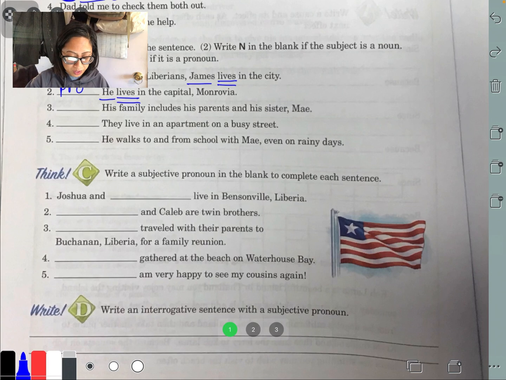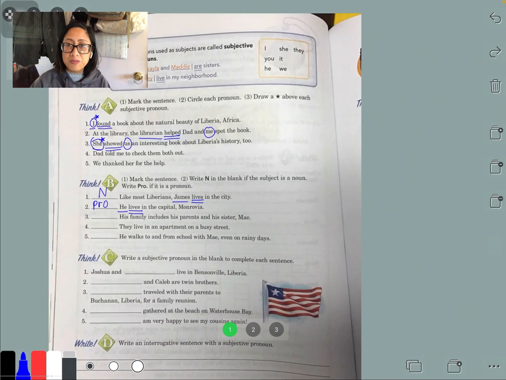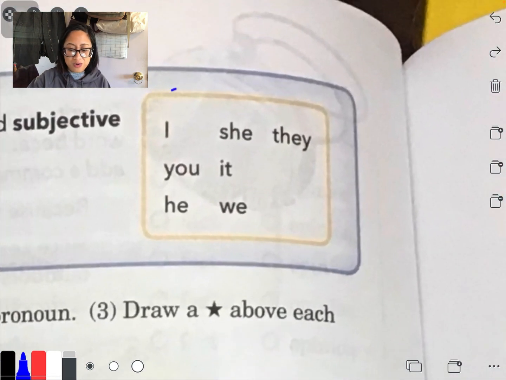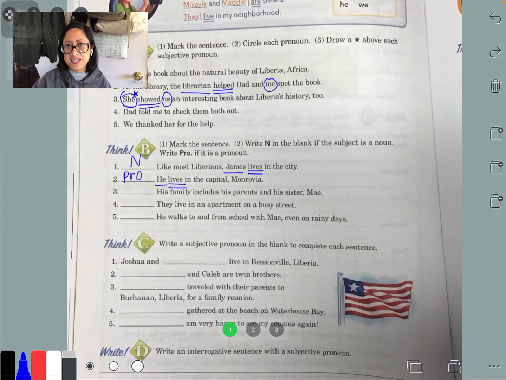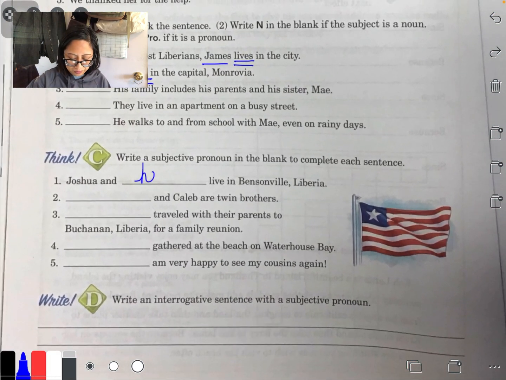So for number 1, Joshua and blank, you are most likely going to put him. Joshua and him live in Bensonville, Liberia. Now, I can't use him because it's not a subjective pronoun. Him should not be at the beginning of a sentence. So I'm going to say Joshua and he.